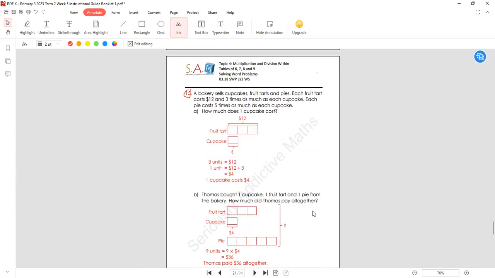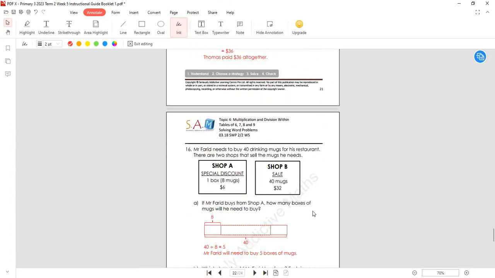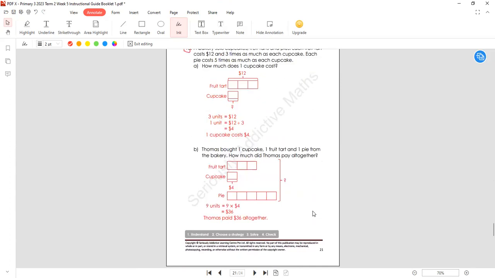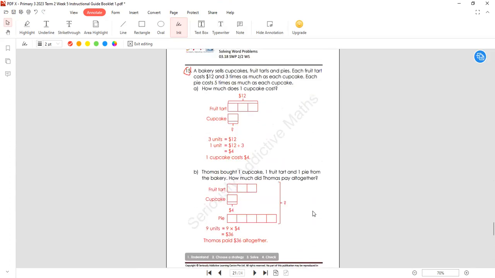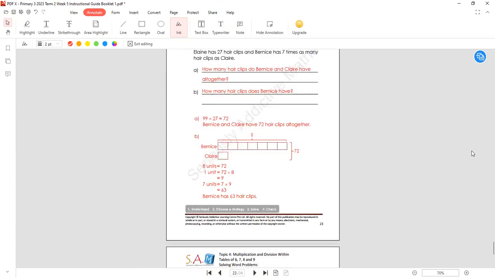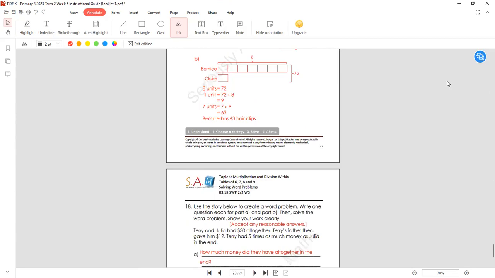And one last question here, 15. Right, take them through this. $12 and 3 times as much as each cake. Okay, and let me see. I think that's about it, right? Let's move on to book 2.